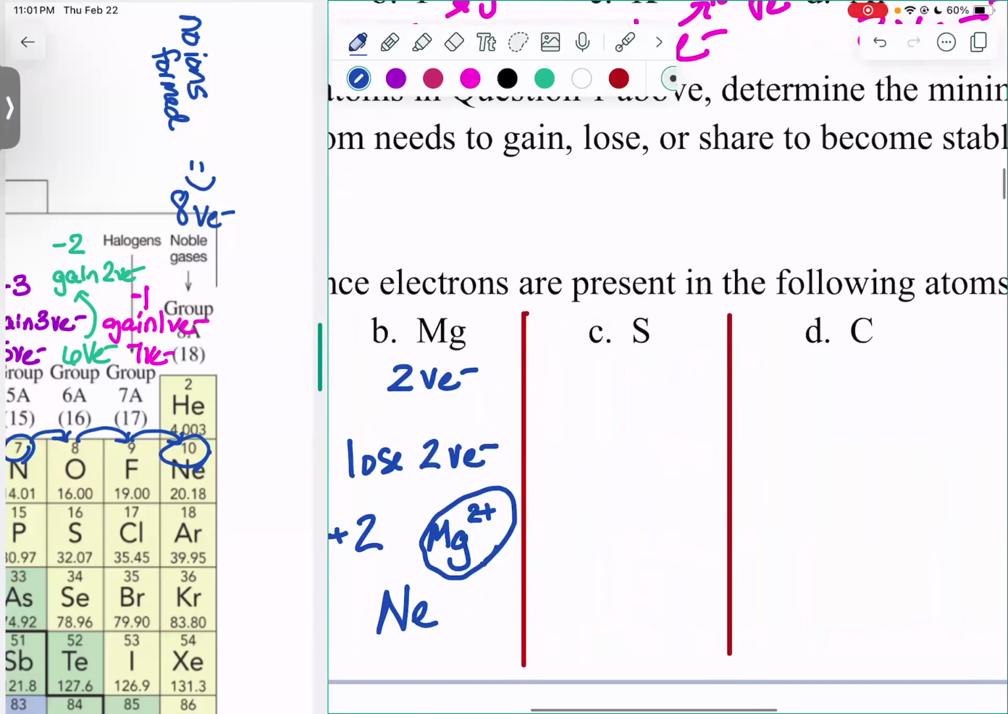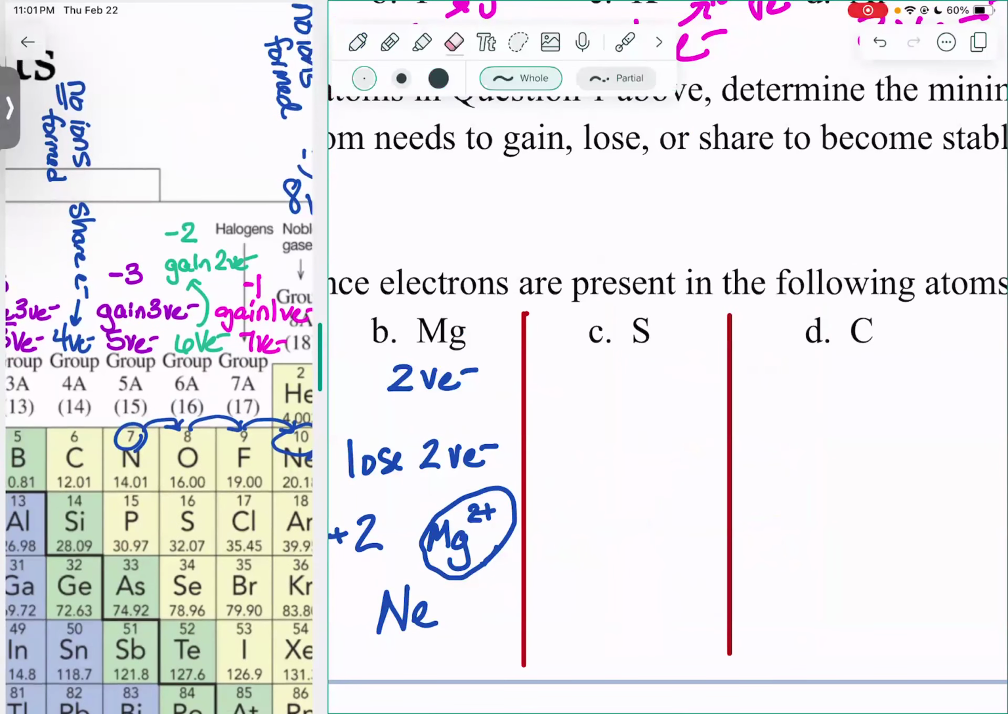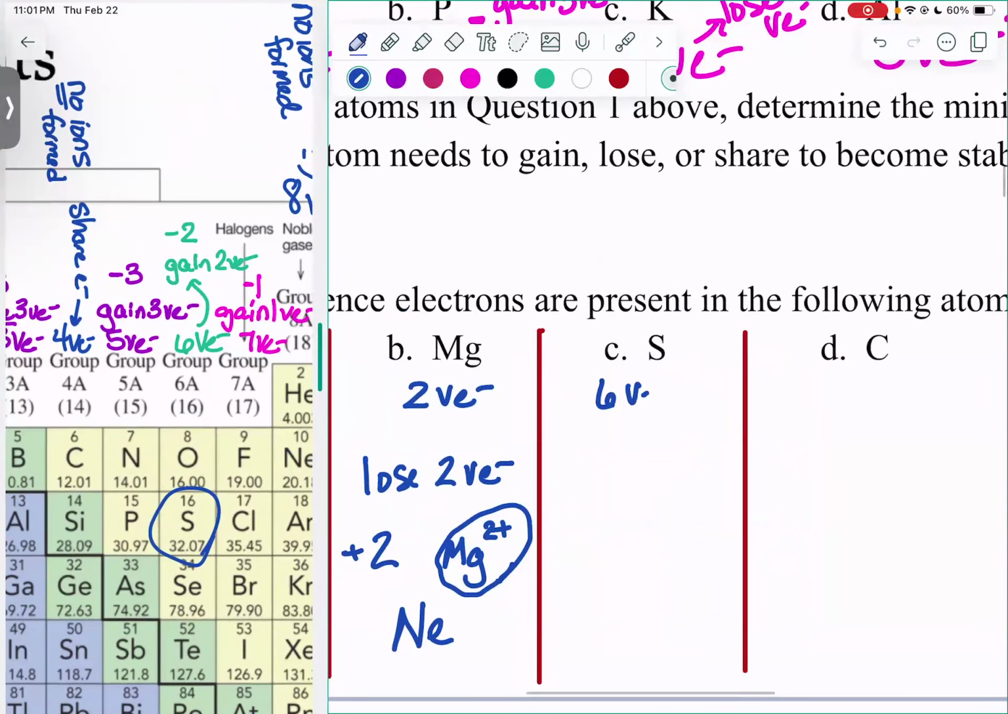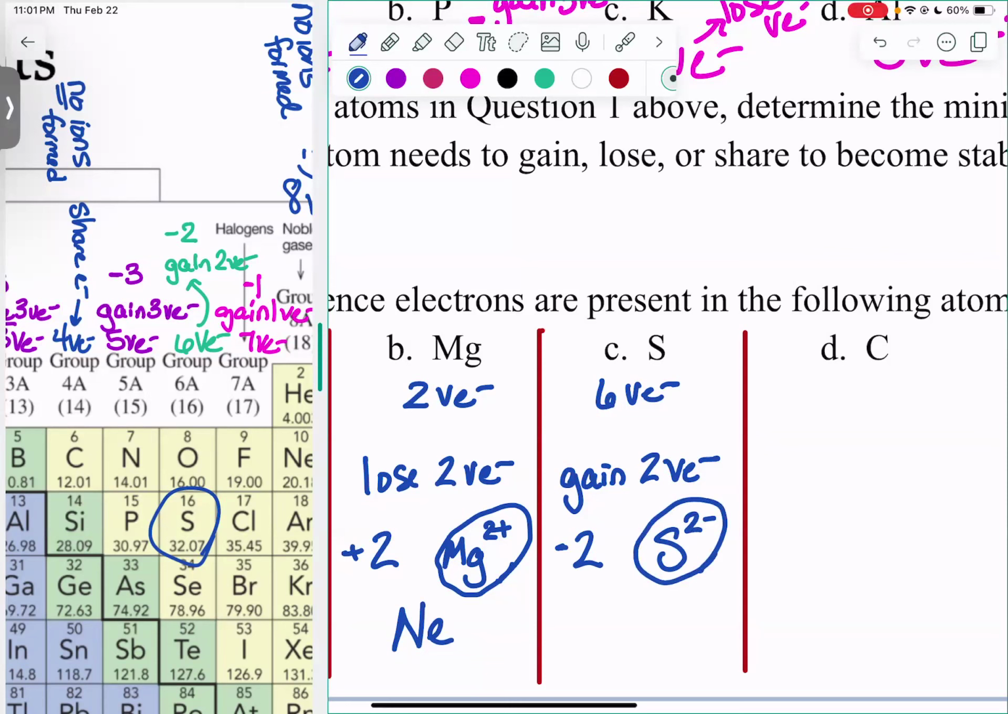All right, sulfur. Sulfur right here is in 6A, so it has 6 valence electrons. Anything that has 6 valence electrons is always going to gain 2 valence electrons. It's going to therefore have 2 extra negative charges and have a charge of -2. And we would write that S2-. That's the symbol of the ion.